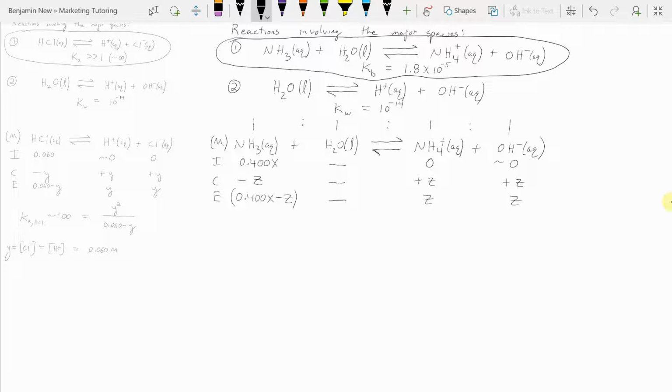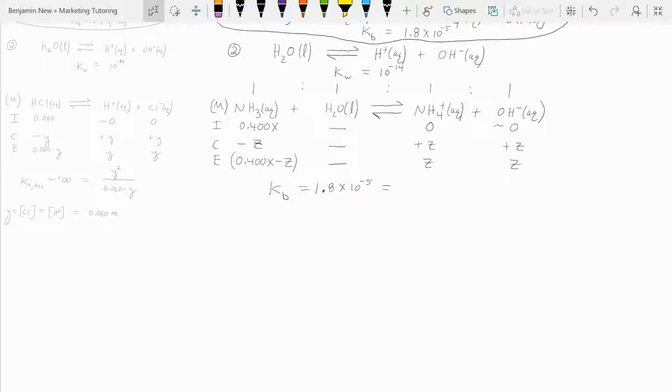Now let's go ahead and write down the equilibrium constant Kb for ammonia, which we were given. It's 1.8 times 10 to the minus 5. And now we can write the law of mass action, or the equilibrium expression for this equilibrium constant. We have the ammonium ion concentration, which is just z, times the OH minus concentration, which is just z, so we have z squared, divided by the concentration of ammonia. And that expression is 0.400x minus z.